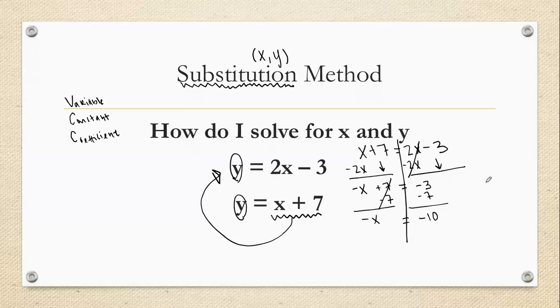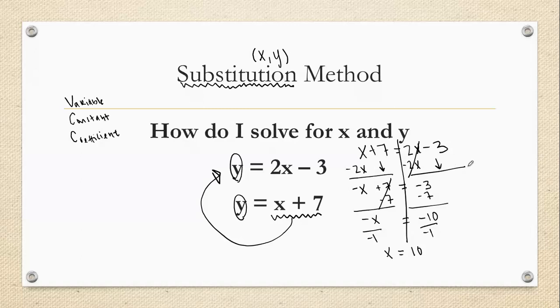Am I done? Divide by what? Say it again, Sophia. Okay, yeah, negative 1. So divide both sides by negative 1, because we don't want negative x. We just want x equals. So x equals positive 10. Awesome. We found our x value.